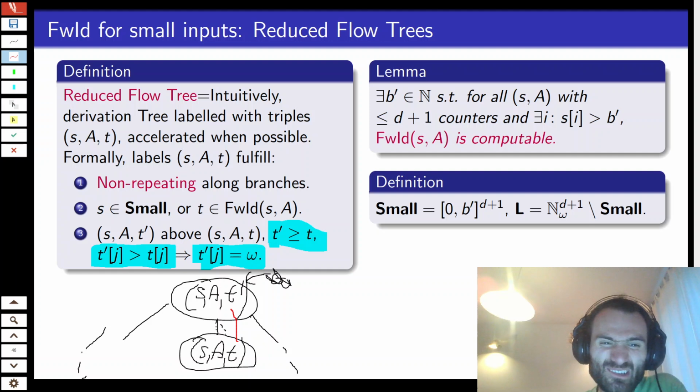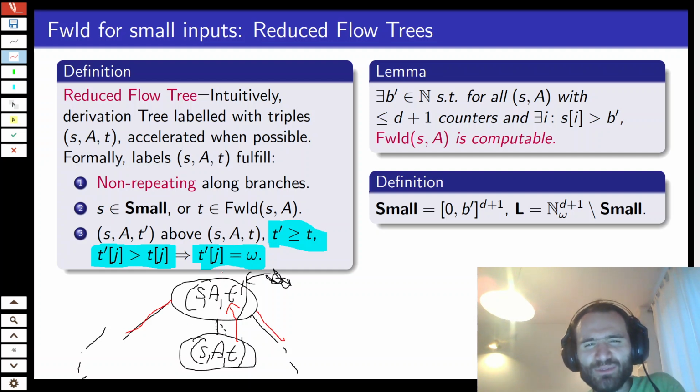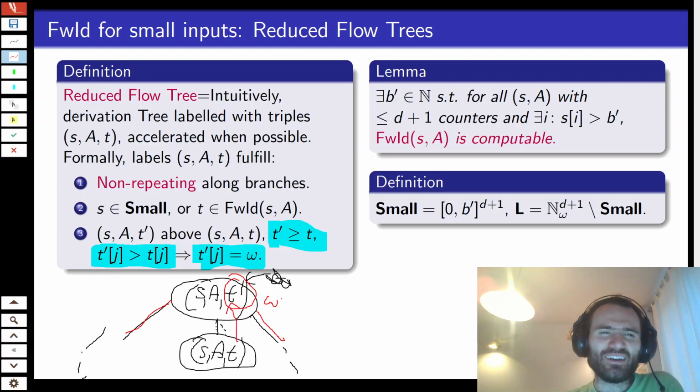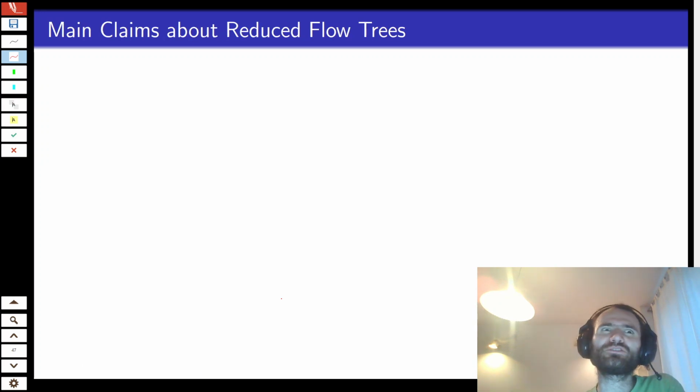We want that if you have a situation like this where you write something larger above, so you should be imagining that we're building these trees bottom up actually. If we build this bottom up and here we write something that is strictly larger, then we want omega here. Okay, so now we have seen the definition of a reduced flow tree. So what do we do with these?